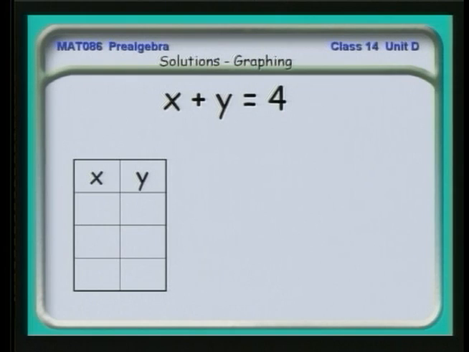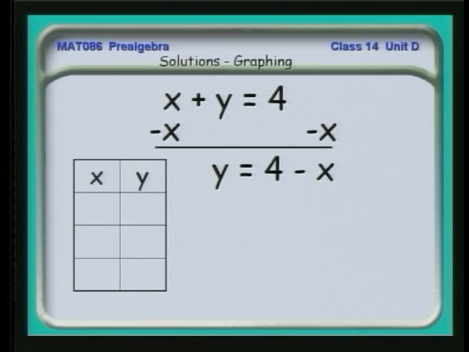Let's try another one. x plus y is equal to 4, and do what I said. The first thing I would like to do, just to make this equation maybe a little bit more straightforward, is subtract x from both sides. So whenever I put in a value for x, I will have the y value immediately.